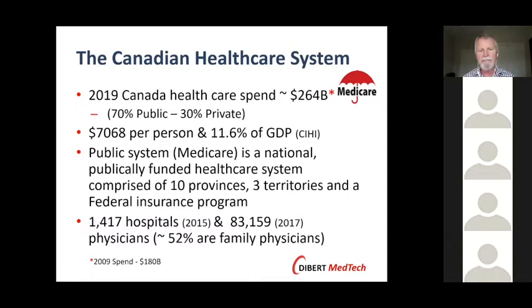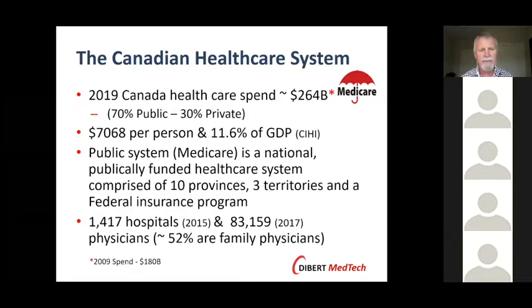So 11.6% of GDP. We're probably in the top 8 countries with spend. Of course, the US is just the outlier, way up there around 17, 18%. The top tiers are all around 10 to 12%. Canada has always been there. It's a national publicly funded healthcare system: 10 provinces, 3 territories.